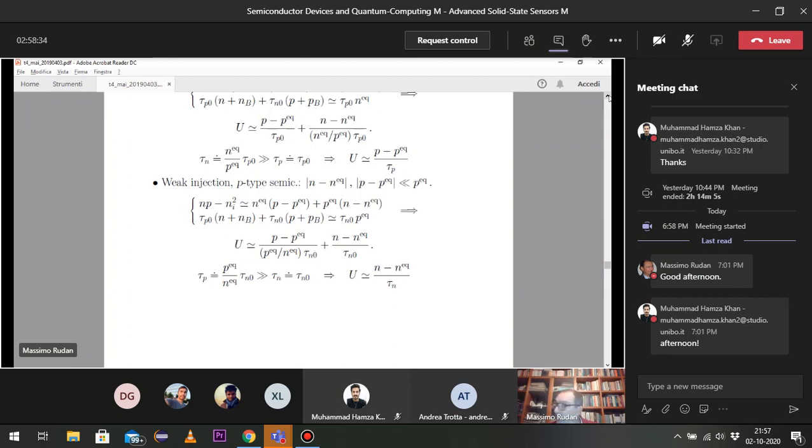Next week, we shall see something about the other mechanisms of generation recombination in order to complete the analysis of the model for the semiconductor devices. After that, we shall start considering individually the most important devices and sensors that constitute the second part of this course. So for the moment, we stop.